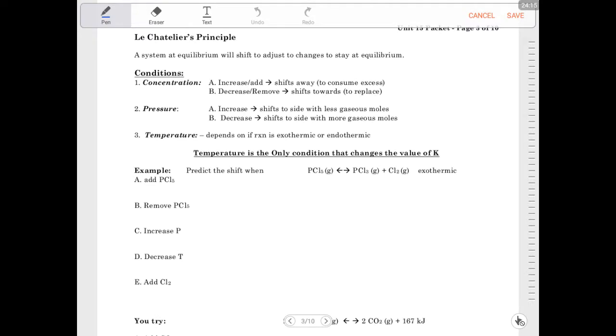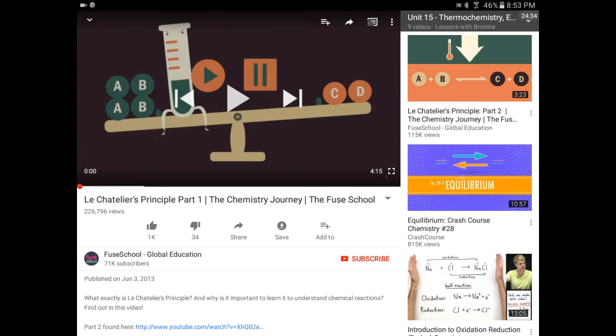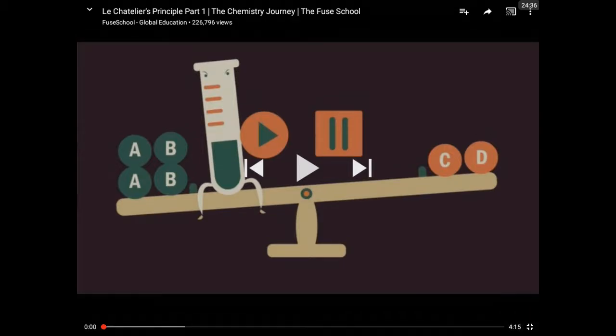So why is this important? Well, a system at equilibrium wants to stay at equilibrium. It'll shift to adjust to any changes in order to stay at equilibrium. Now, before we get into this, I'm going to have you guys watch a video. I'm going to pull it up right here. This too is in my playlist for this unit. Go ahead and watch this, then we'll go back and talk about it a little bit more.